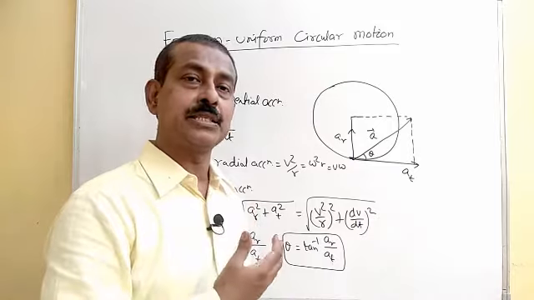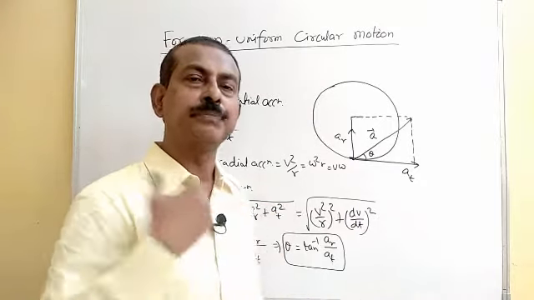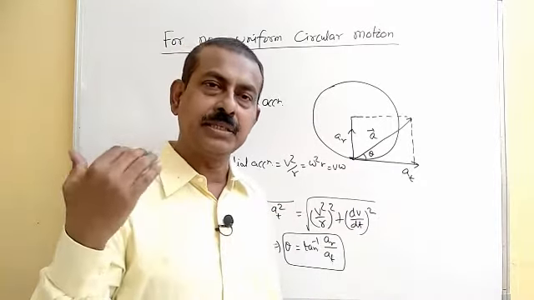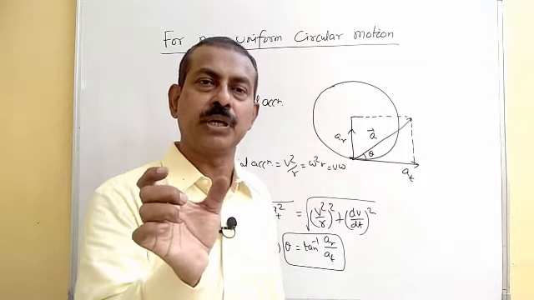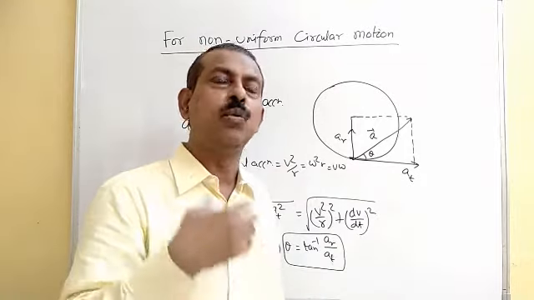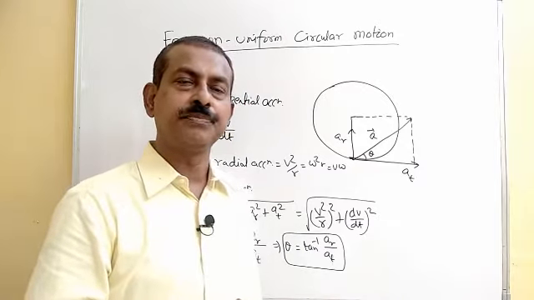You may get some numericals like this. It may be given that a cyclist is moving along a circular path and is increasing its speed at a particular rate. If the radius is this, what will be the acceleration acting on it?